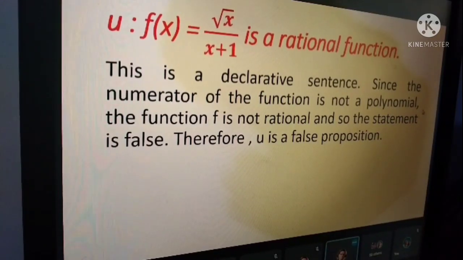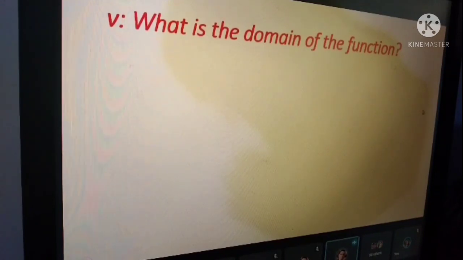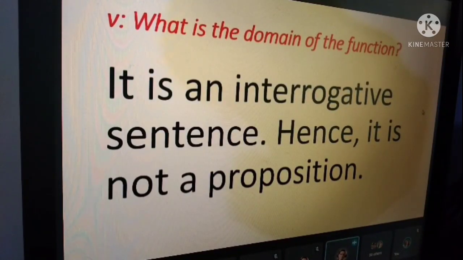So, next, what is the domain of the function? This is an interrogative sentence. Hence, it is not a proposition because patanong nga yung pangungusap na ito. Kaya hindi siya declarative, kaya hindi siya proposition.